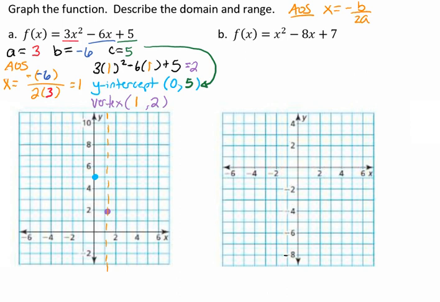Now, because this is only one space away from our axis of symmetry, that means on the other side of the axis of symmetry, just one space away, there exists another point on our equation. Now that we have 3 points, we are ready to graph. So we are now going to create our curve.